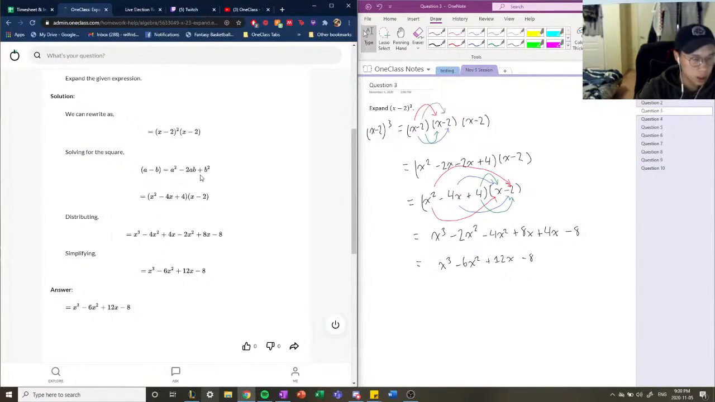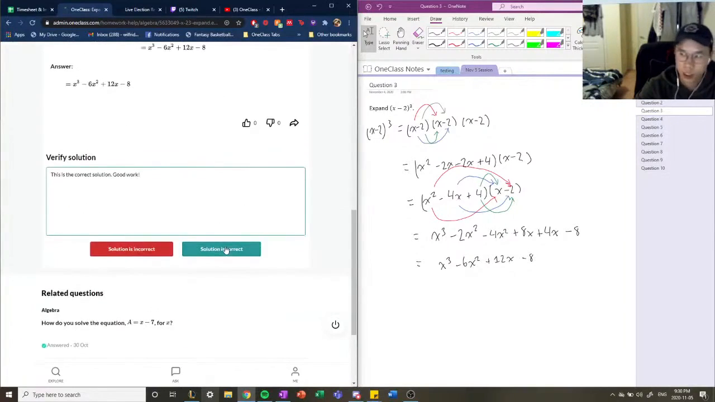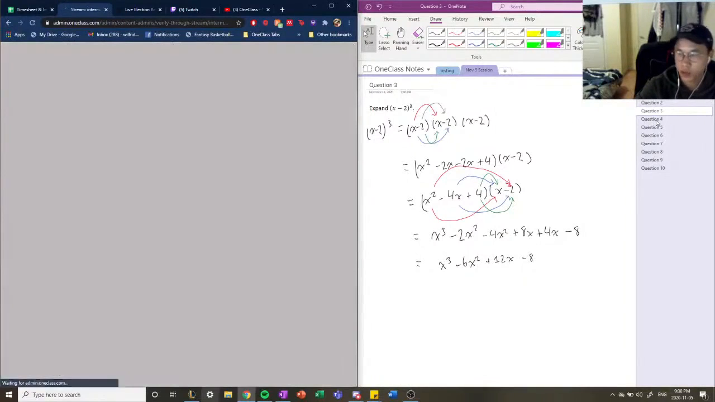Solving for the square. So yeah, they use a different technique. They didn't FOIL it out. They memorized this equation where they solve for the square and they just plugged in their own values here. But that's another way of solving this question. So this question is correct. All right, let's move on to question 4.